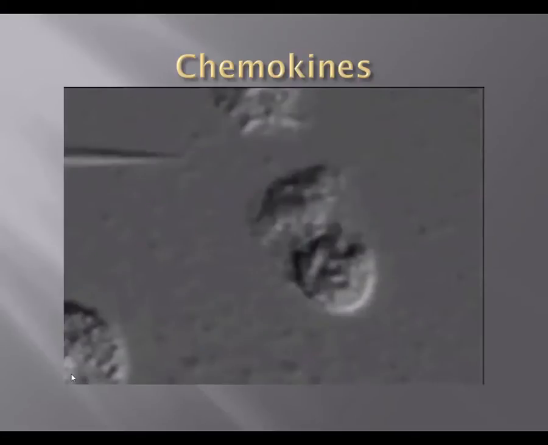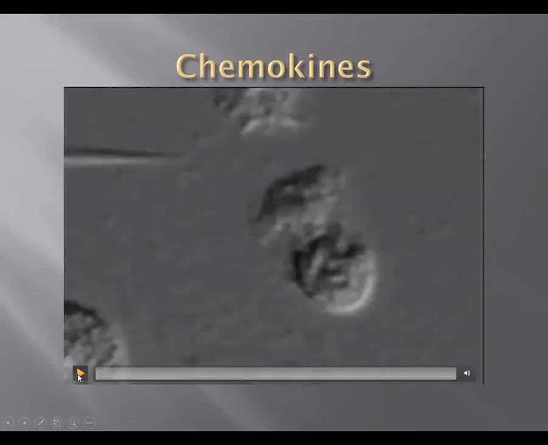Okay. The second video shows a researcher who has isolated some chemokines, and this is his own neutrophil from his blood, and he puts the chemokine near the neutrophil, and let's see what happens.